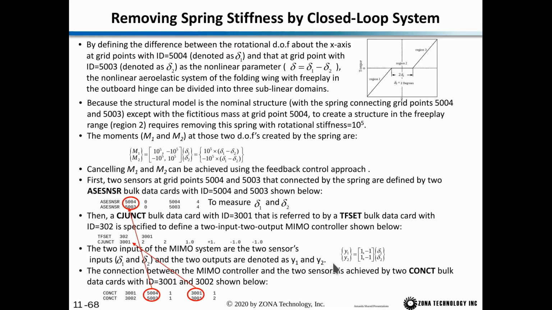So one of them will be used for our feedback, and the other one will be used as the nonlinear parameter. Now the connection between the MIMO controller and the 2 sensors is achieved by the 2 fixed connection bulk data cards.